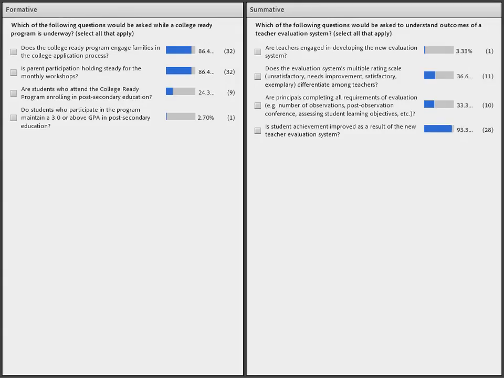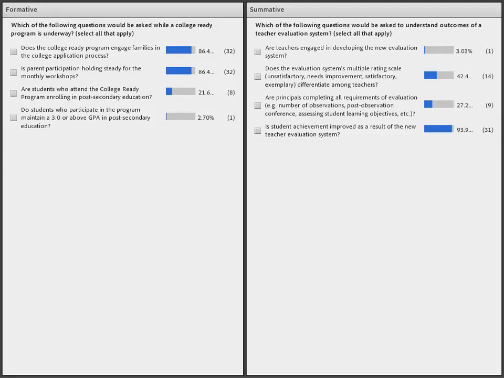Looking over at the teacher evaluation, we have: which of the following questions would be asked to understand outcomes of the teacher evaluation system? We know several of you out there are thinking really critically about that. And what are outcomes associated with the teacher evaluation system? Many of you have noted the bottom one, student achievement improving as a result of the new teacher evaluation system.